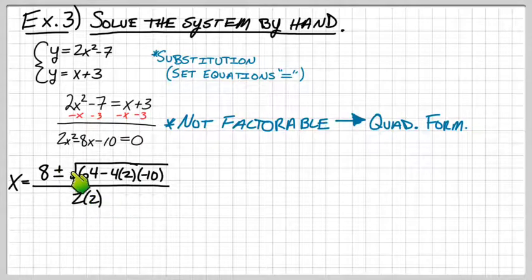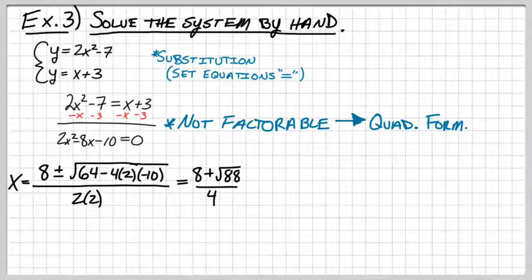Opposite of b plus or minus the square root of b squared minus 4ac all over 2a. There you go. Don't ever forget it. So really, what's in that square root there? 8 plus or minus the square root of 88 over 4.